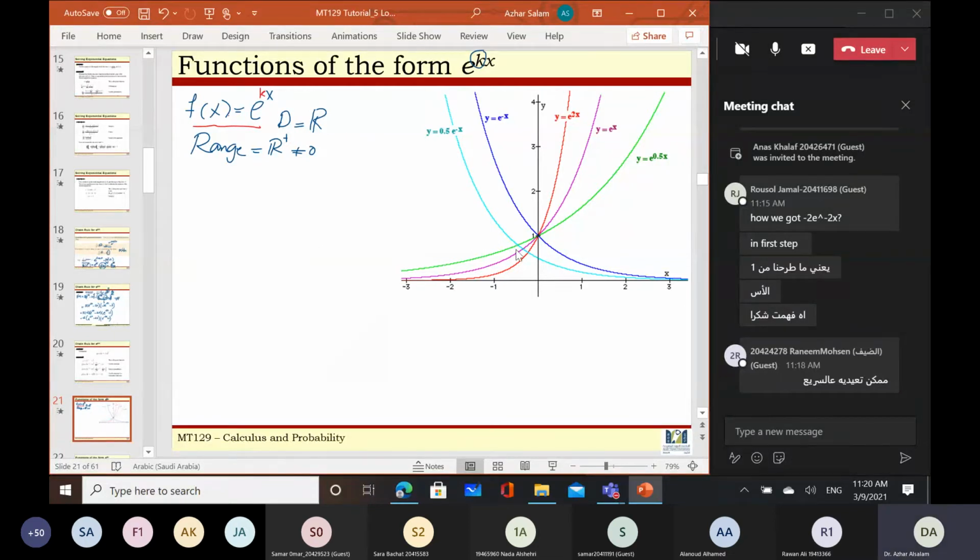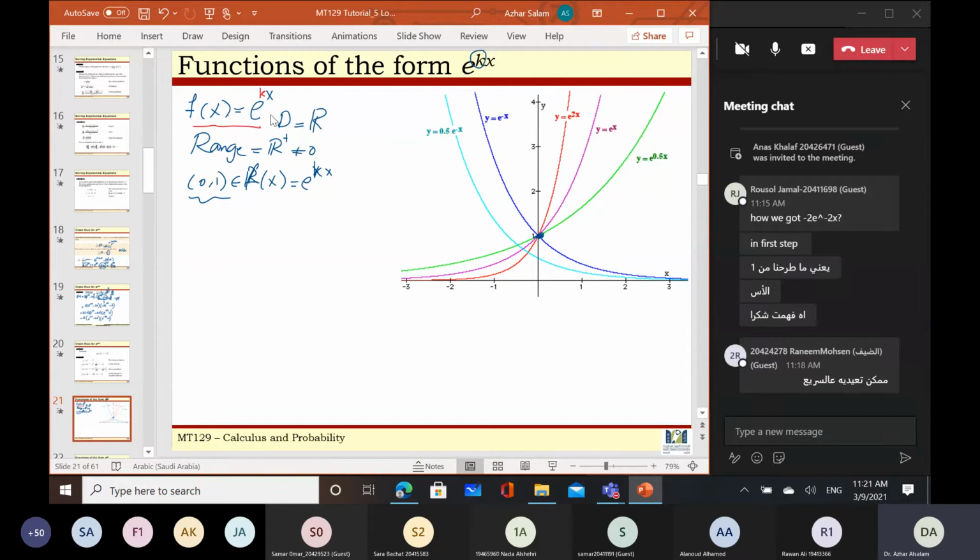And always this point is included in the graph. Notice here that this point is always on the graph. So the point (0, 1) is always in the function f of x equals e to the power kx. Okay, I always have this point. And also, as we said, it doesn't intersect with the x-axis.